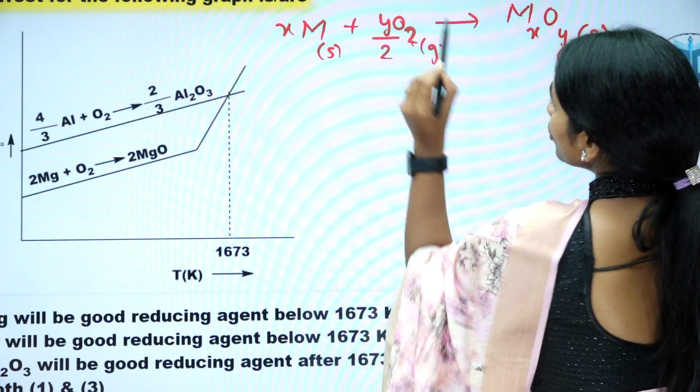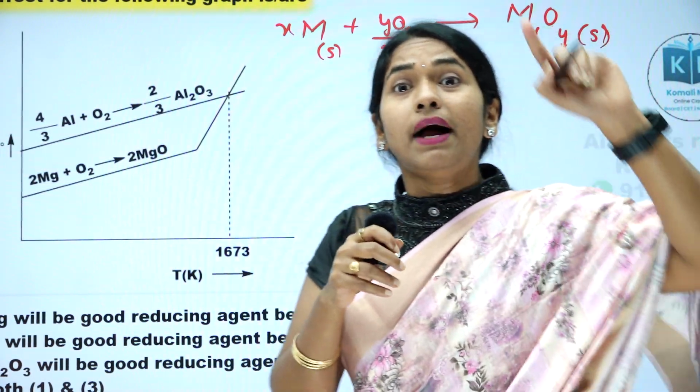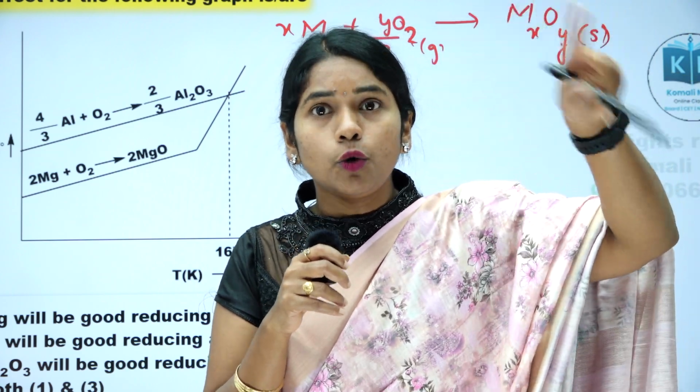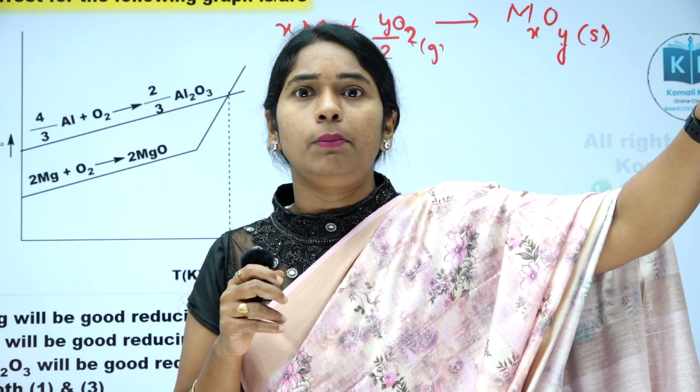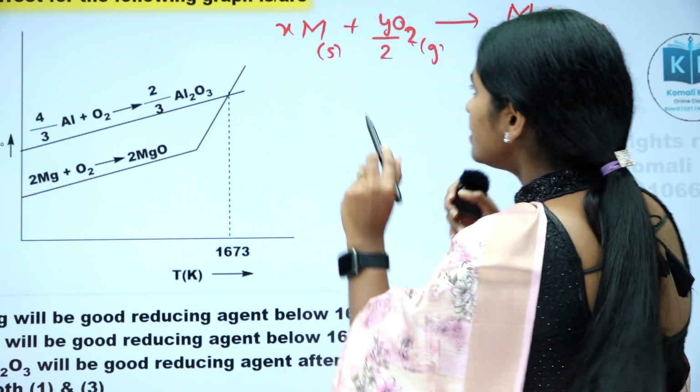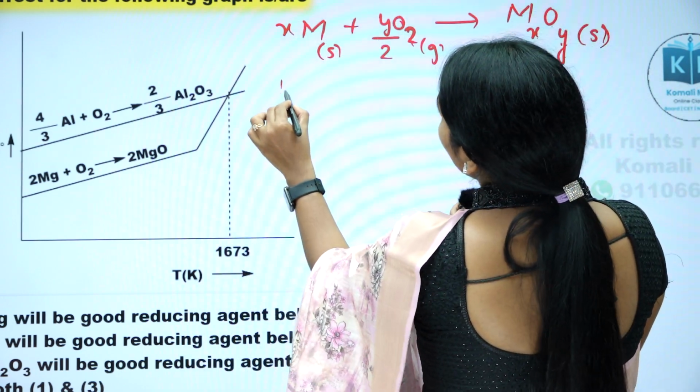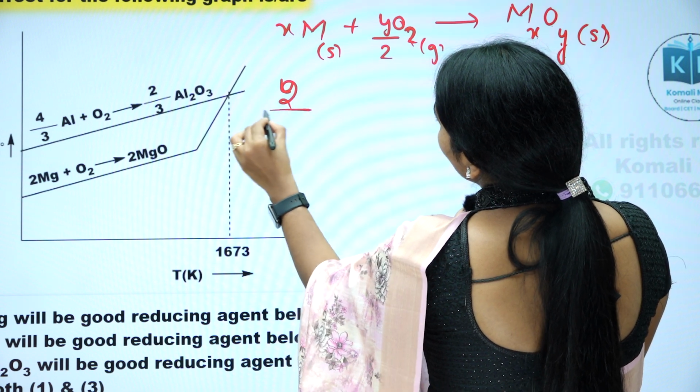In order to remove this y by 2, I am going to multiply the entire reaction with 2 by y. If I multiply with 2 by y, then y by 2 and 2 by y will be cancelled. We will get the reaction. See how the reaction is. I am going to multiply with 2 by y.